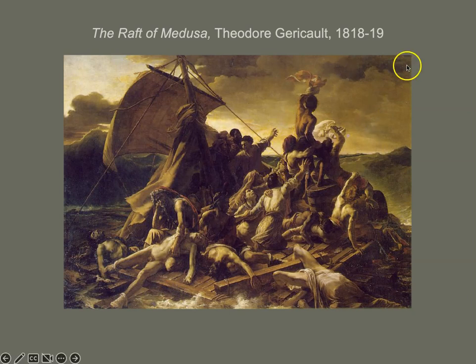You look at, well, the peak of this triangle here, the implied triangle. We see a figure here who's looking off into the distance, perhaps seeing a rescue boat. If we look up here, we see another figure kind of reaching out, and all the diagonals are leading your eyes to these different focal points.